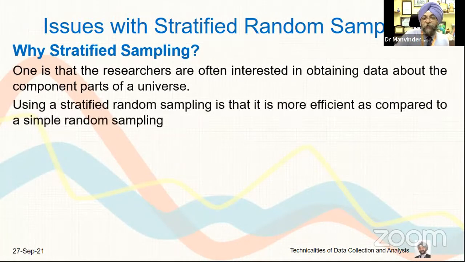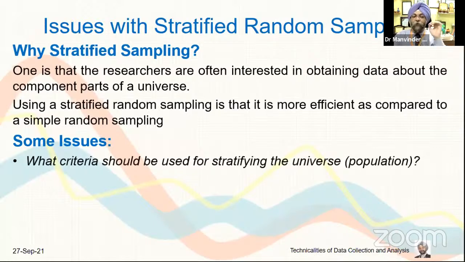Next, using stratified random sampling is more efficient as compared to simple random sampling. Why? This is because it divides the population into strata and increases the representativeness of the sample to the population, because each stratum is homogeneous within itself and heterogeneous to the others. Right, so that's why we go for it, but there are some limitations and issues with this.